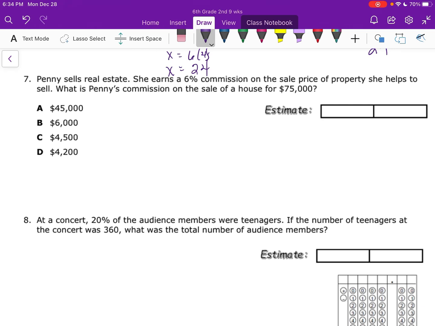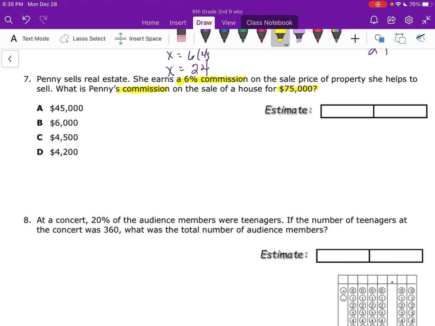All right, so Penny earned 6% commission. You don't have to know what commission is to get the answer right, okay? She earned 6% commission on the sale of the property she helped sell. What is her commission? So you're looking for this 6%. You see that? 6% commission. What's Penny's commission? That's the same thing you're looking for.